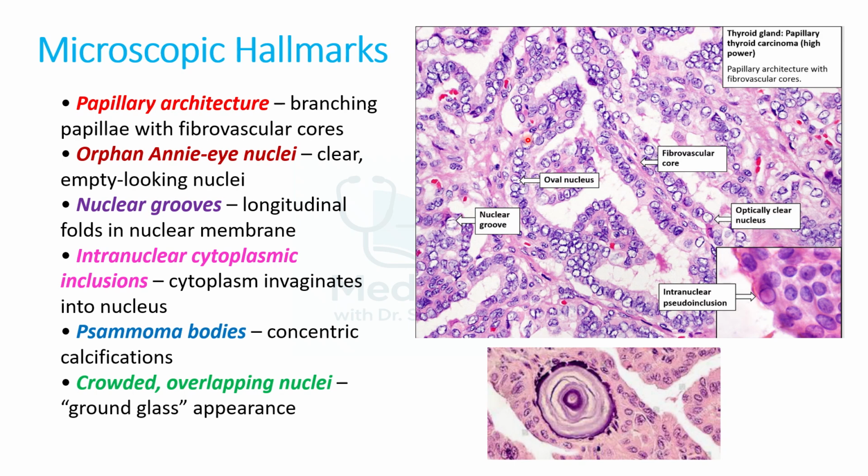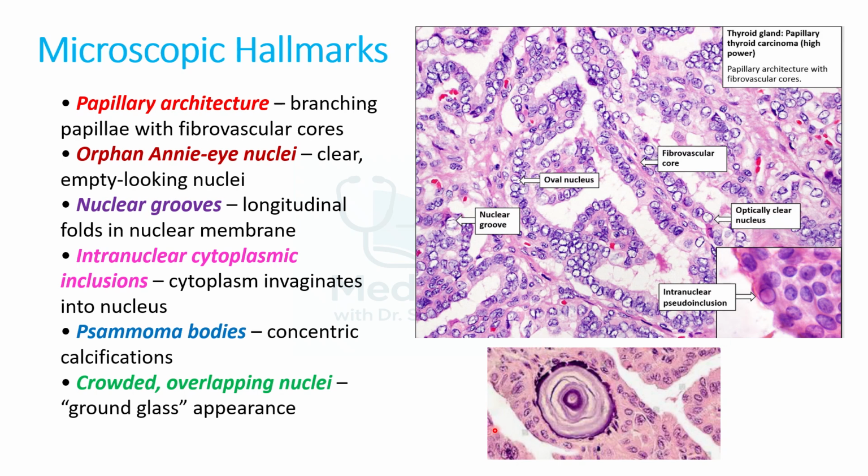First is Orphan Annie nuclei. So the nuclei look empty and clear, just like the cartoon eyes of Orphan Annie. This is the classic buzzword. Then nuclear grooves, longitudinal lines across the nucleus, like coffee beans. Intranuclear cytoplasmic inclusions: sometimes the cytoplasm actually pushes into the nucleus, so you see these inclusions.